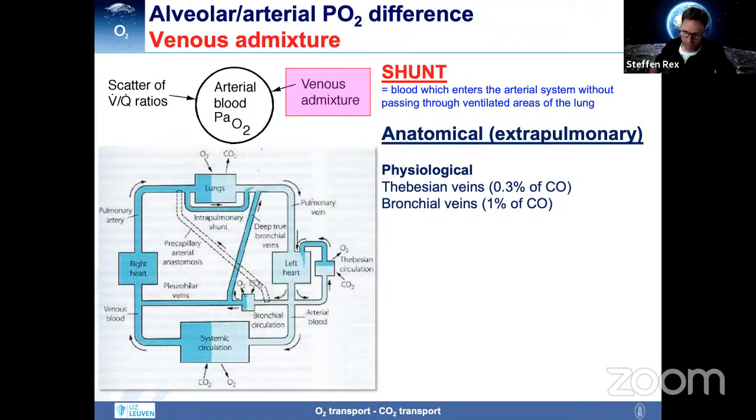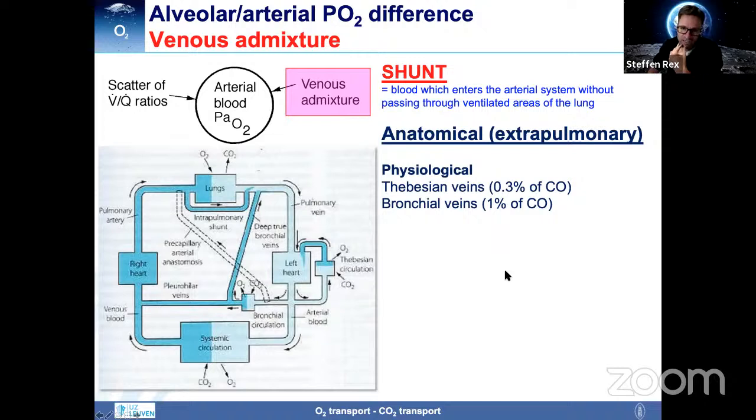But the bronchial veins are the solution for this secret, because you as a perfusionist are perfusing the intercostal arteries, even if there's a cross clamp on the aorta. So the blood that goes into the bronchial arteries ultimately occurs in the pulmonary veins and gets into the left ventricle. And this is 1% of the cardiac output.